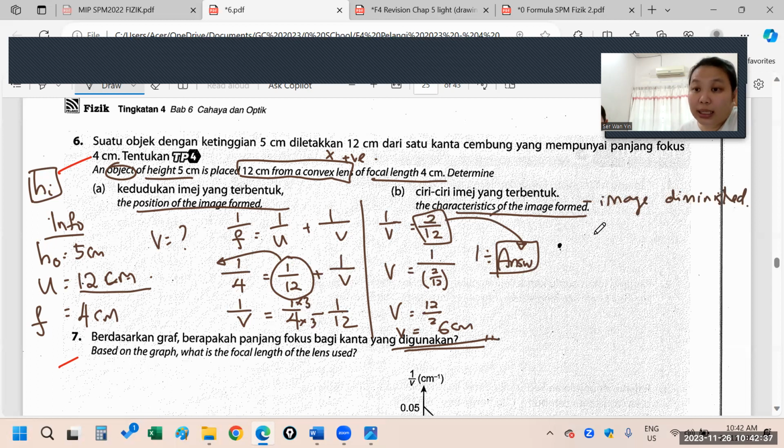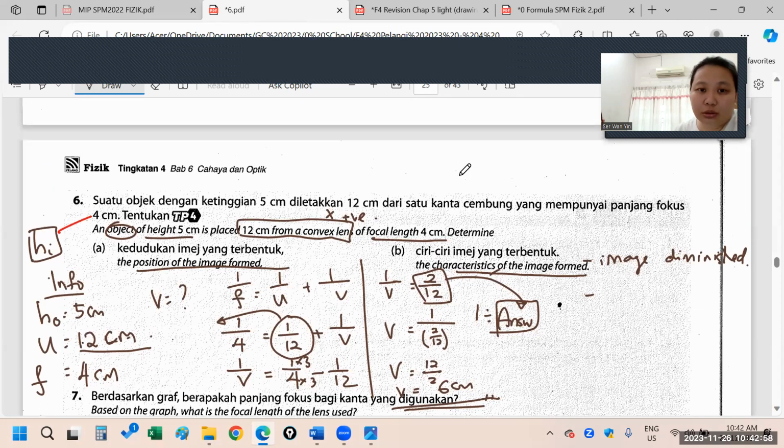Characteristics. Okay, one more. Image diminished. What do you think? Is the image real or virtual? Upright or inverted? Okay, so if you're not sure, let's draw. Principal axis.